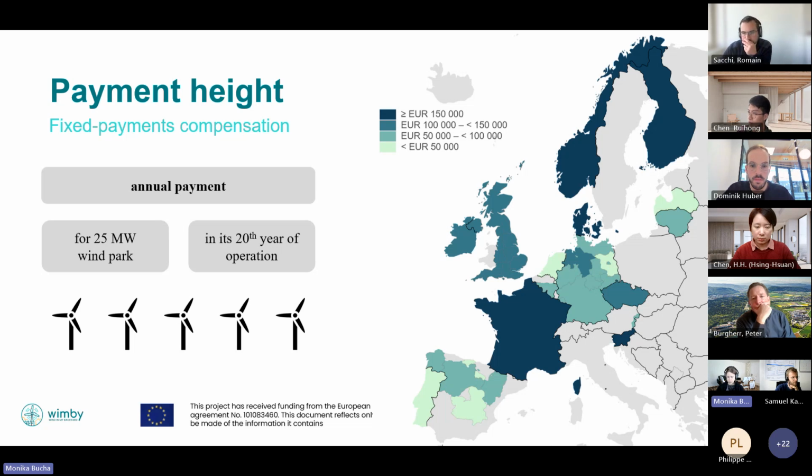What I've also done is to then look into these fixed participation schemes and compare which country has the highest payments, in other words, where developers have to pay the most money to municipalities and residents. I have used an example wind park with 25 megawatt for my calculations, and it is represented in annual payments. So the dark blue countries mean that for a 25 megawatt wind park, a municipality receives more than 150,000 euros per year. And the lighter the countries, the less the compensation is. So countries like Norway, France, and Finland are the top runners, but also Denmark, which is not really surprising, actually.